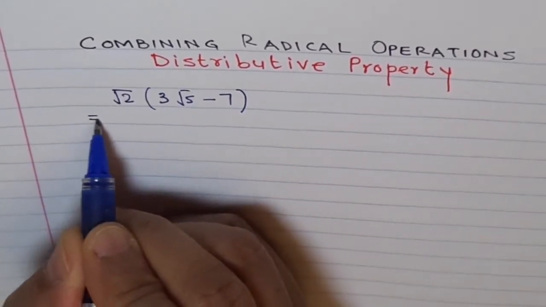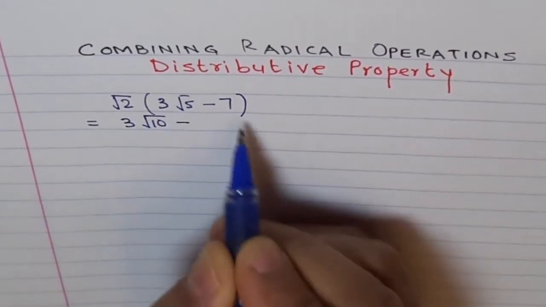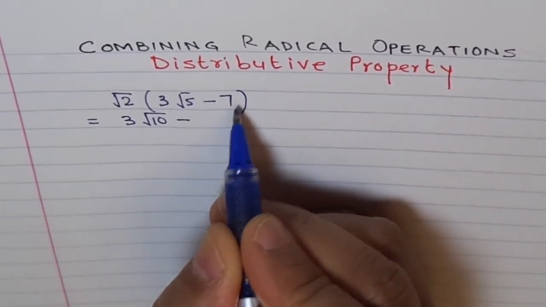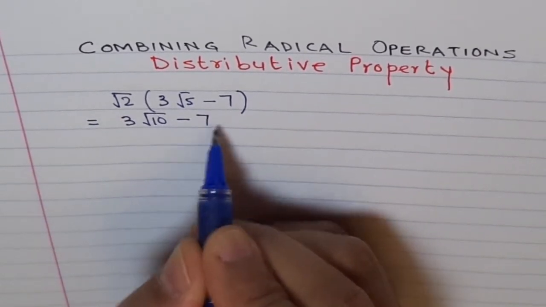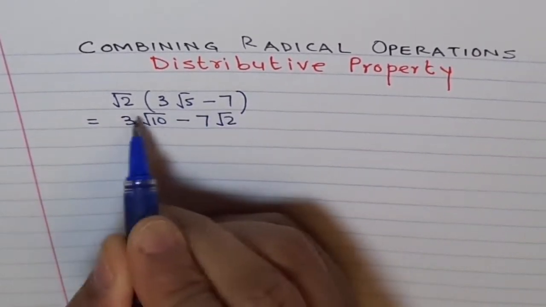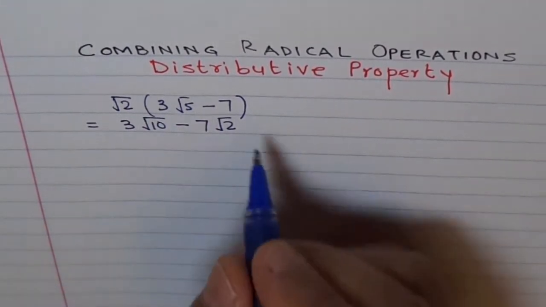So this is equal to 3 square root 10 minus, here there is nothing in the radical, and 7 gets multiplied with 1 and we get 7 square root 2. So that's how we distribute it. Let me take another example.